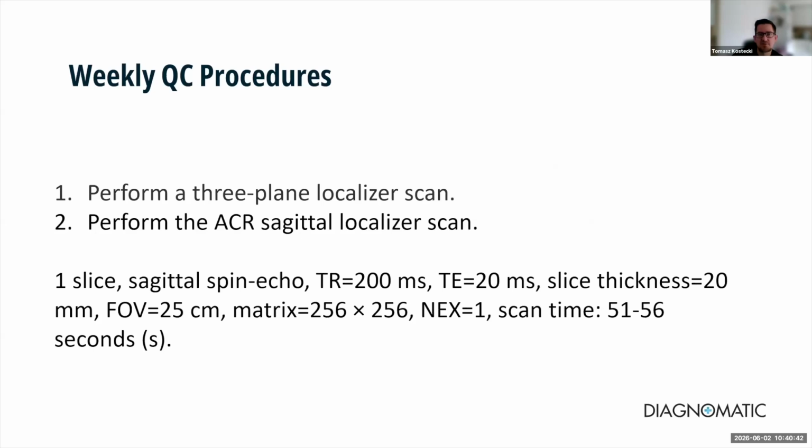It's important to remember that the three-plane localizer cannot replace the ACR sagittal localizer. The fast localizer images do not have sufficient spatial resolution for accurate axial slice prescription, phantom length measurement, or table position evaluation.